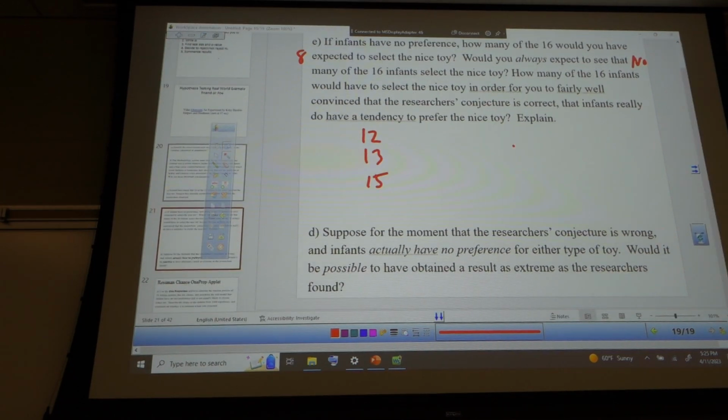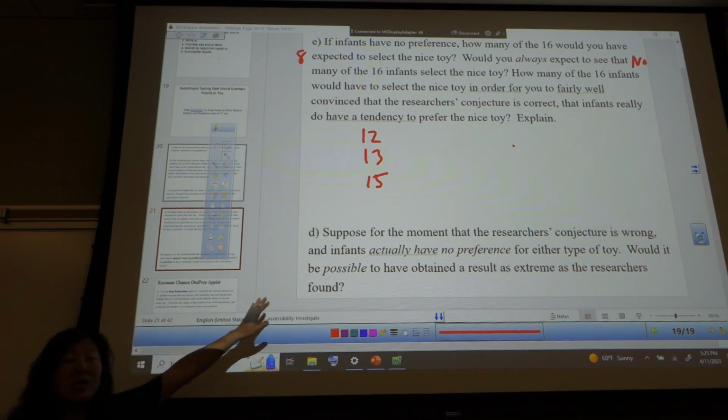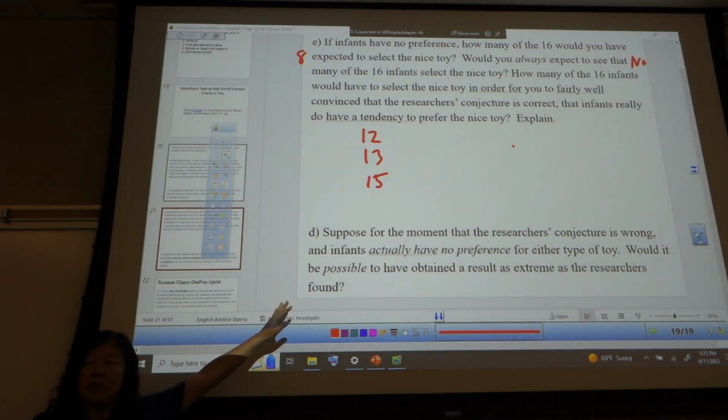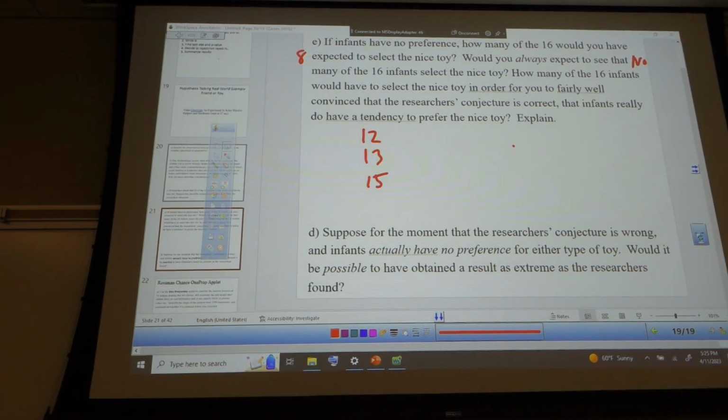So just suppose that there really is no preference. Is it possible to get 14 out of 16? Yes. Yeah, it's possible, right? Now we're going to take a look and see how likely that is.